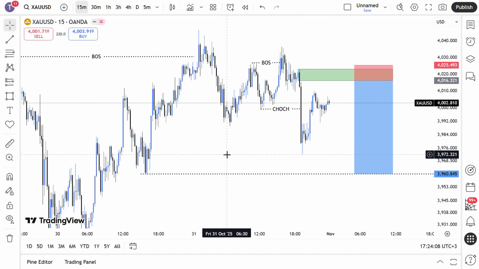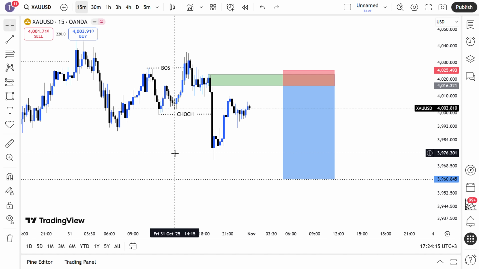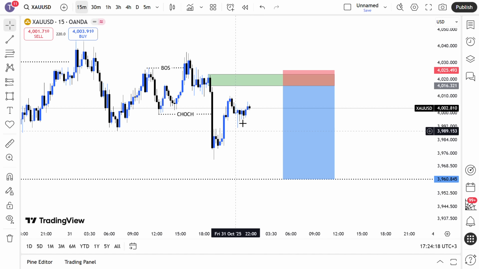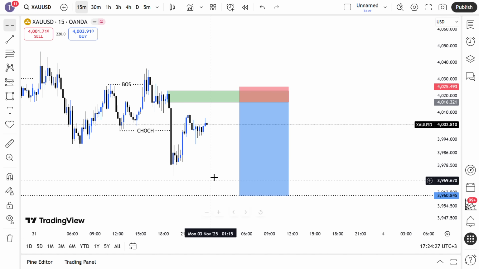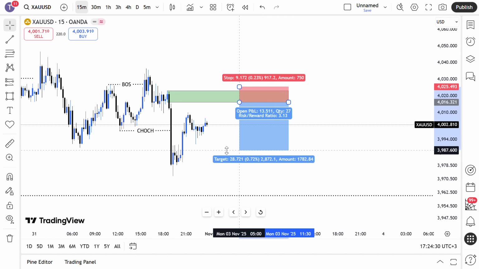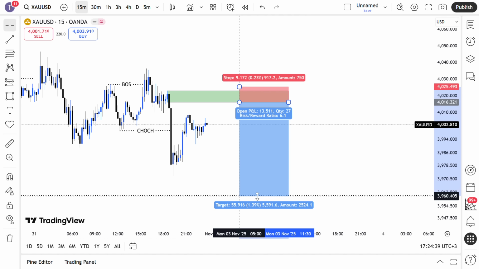So you can see very clearly how I have broken down this analysis, and I think you guys are learning something from it. So this is my change of character, and now I'm looking for selling opportunities from this point of interest to the lower side. So I'm targeting my liquidity, and as always, I tell you guys, always try to target 1:3 risk to reward ratio first. As you can see clearly, this is 1:3, and then the full take profit now will be on that low, on that liquidity.